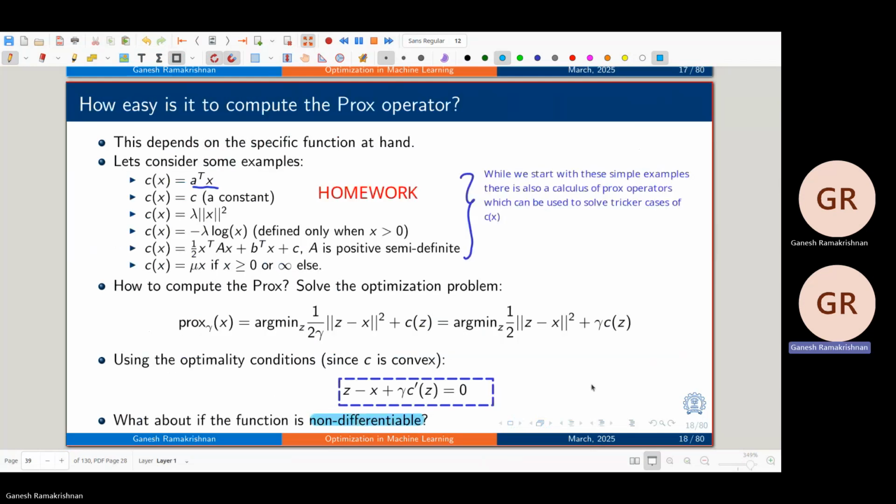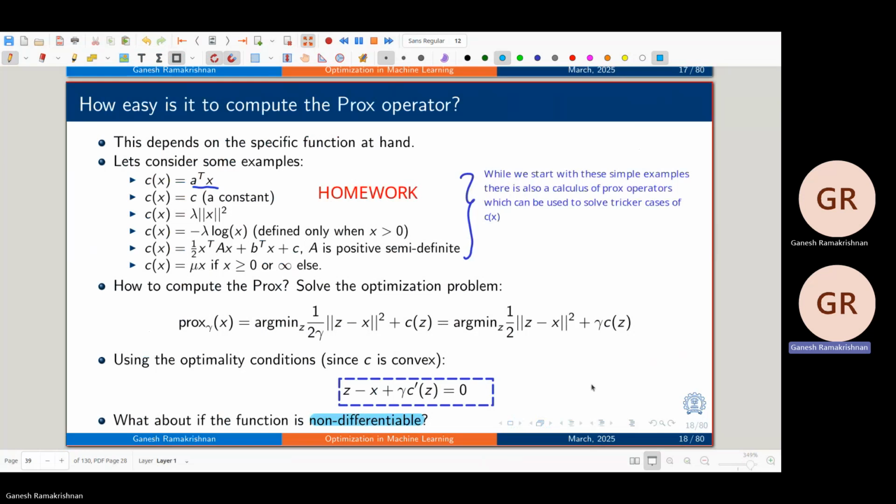Okay. So now the question is, how easy is it to compute the prox operator? We'll take some examples. I'll request you to do some of the homework. Otherwise, we'll not be able to cover much. So a transpose x, a very simple example. C(x) is a transpose x. What do you think will happen? A transpose x is differentiable, right?